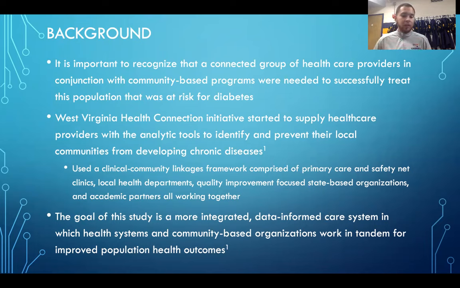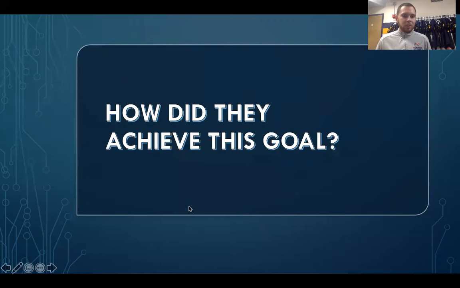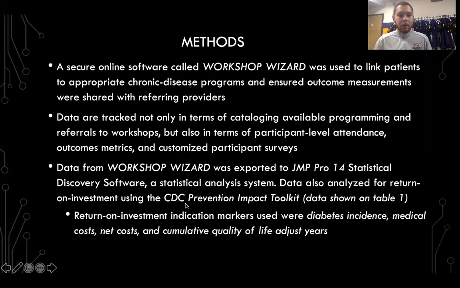So the goal of this study is a more integrated data-informed healthcare system in which the health systems and community-based organizations work in tandem for improved population health outcomes. So how did they achieve this goal? They used a secure online software called Workshop Wizard. Basically what it did was it linked patients to appropriate chronic disease programs, the community-based programs that I referenced earlier, and ensured outcome measurements were shared with referring providers.